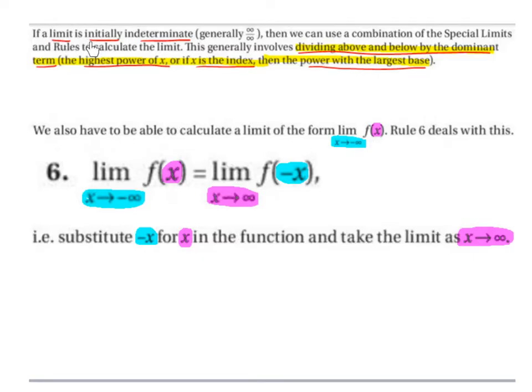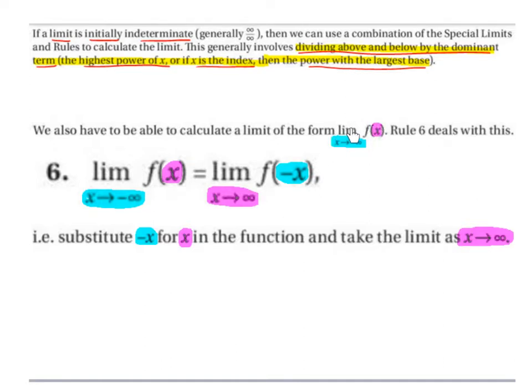If a limit is initially indeterminate, so generally infinity over infinity, then we can use a combination of the special limits and rules to calculate the limit. This generally involves dividing above or below by the dominant term. So the dominant term being the highest power of x, or if x is in the index, then the power with the largest base.